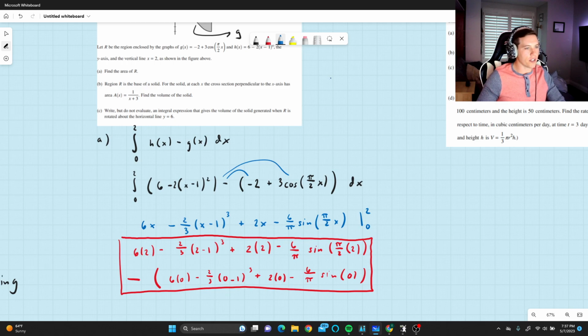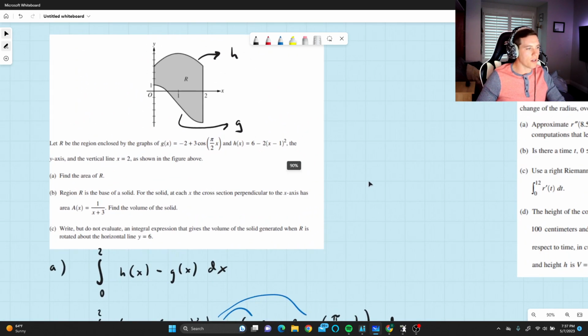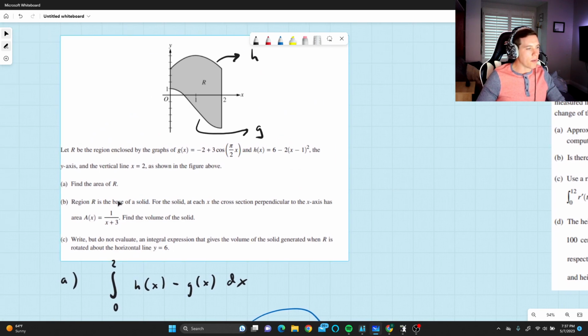Then this gets a little more interesting. It's a lot of setups at this point. So, region R is the base of a solid. For the solid, base of a solid, and look, cross sections perpendicular to the x-axis. This is a cross-section problem. So top minus bottom, because it's perpendicular to the x-axis. So top minus bottom will give me my base length. So normally this is how it works. I called this the base length, which is top minus bottom.